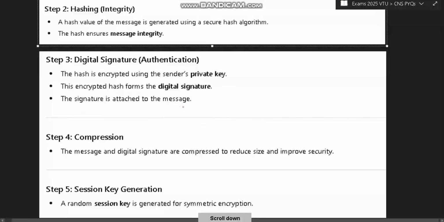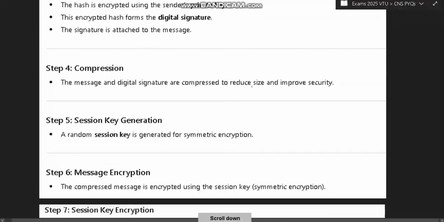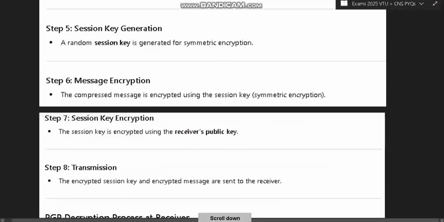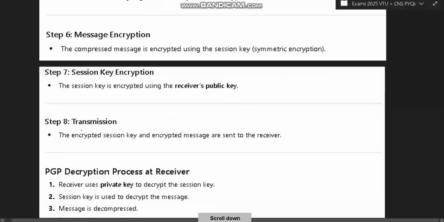Now compression. The message and digital signature are compressed to reduce the size and improve security. After that, a session key is generated for the transfer of the message. The message is encrypted using the session key, and the receiver's public key is also used to encrypt. Two encryptions happen, then the transmission happens.